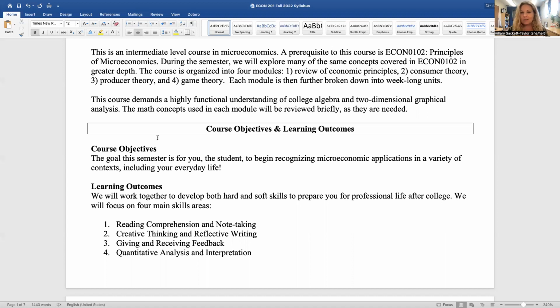Now, you'll notice none of these learning objectives mention specific economic content anywhere. That's on purpose. I'm really trying to think of educating you as the whole person. I'm trying to prepare you for what life is going to throw at you after college. Now, some of you may become economists, but odds are most of you won't. So how can you get the most you can out of this course and see it as meaningful in your life? That's why my learning objectives are based on hard and soft skills.